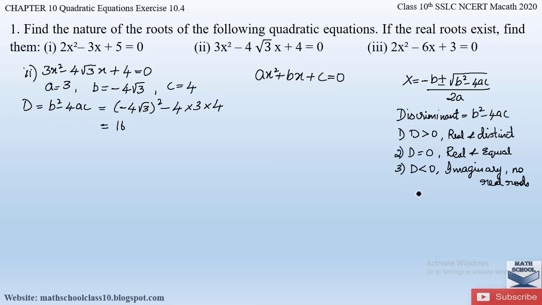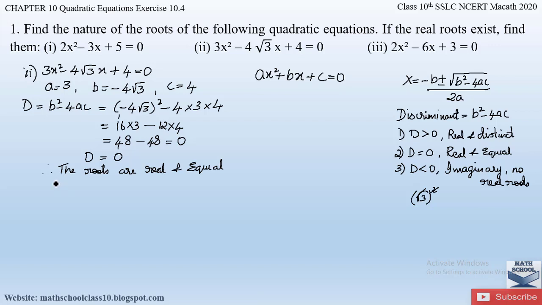Here root 3 square means the square and root will get cancelled, so we will just be left with 3. And minus 4 3s are 12, 12 into 4, so this will be 6 3s are 18, carry 1, 3 1s are 3 plus 1 it is 4, minus 4 2s are 8 and 4 1s are 4. So the discriminant obtained is equal to 0. Since the discriminant is equal to 0, we will get real and equal roots. Therefore the roots are real and equal.